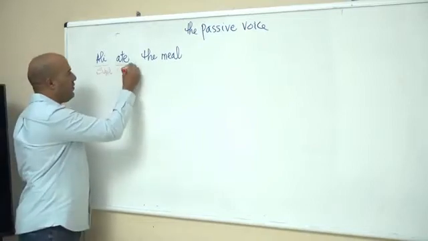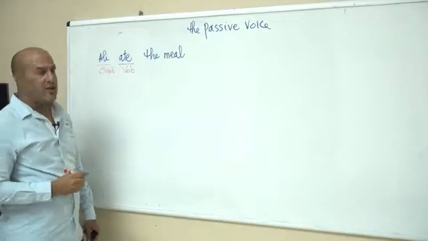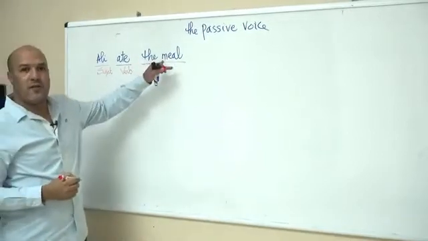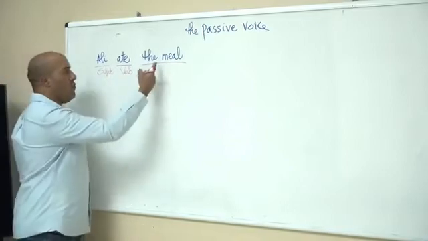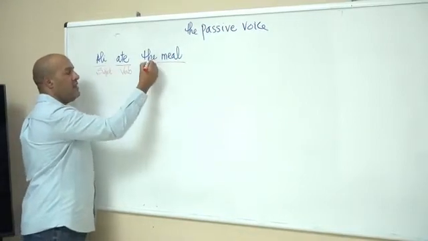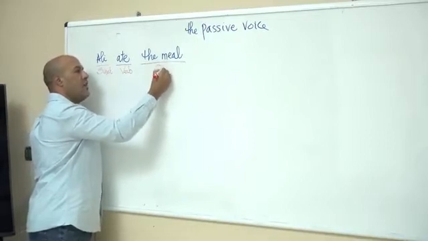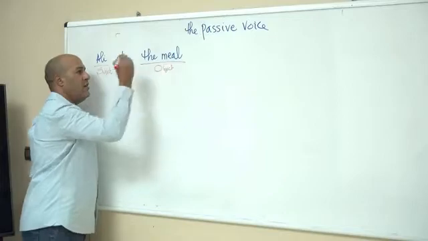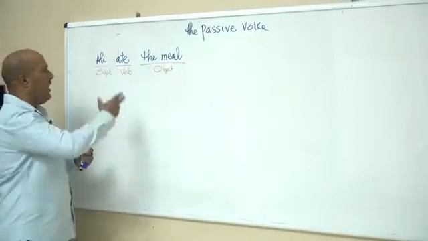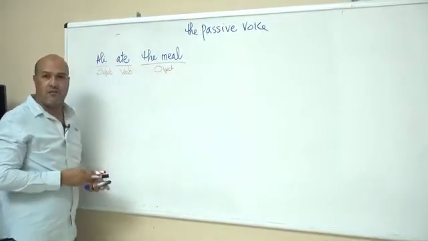And we have the verb ate. And let's ask a question here. What did Ali eat? So Ali ate the meal. So the meal here is the object which received the action.